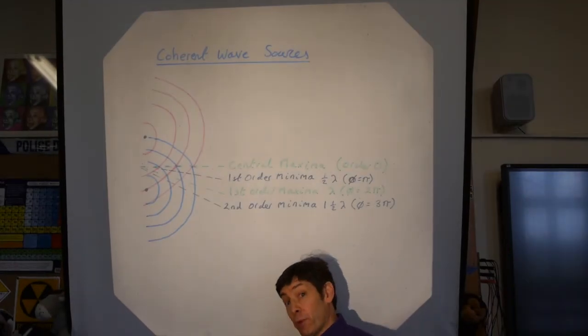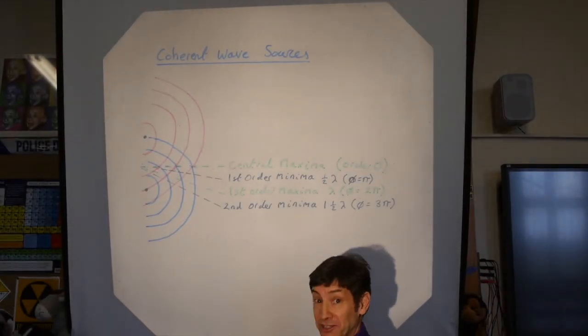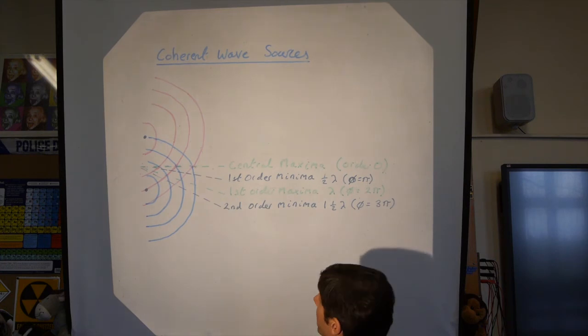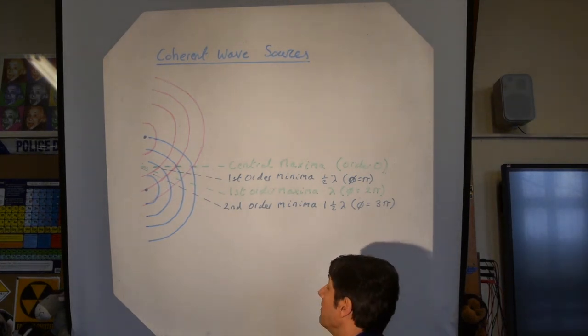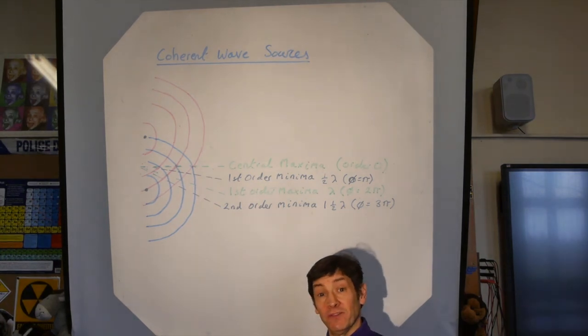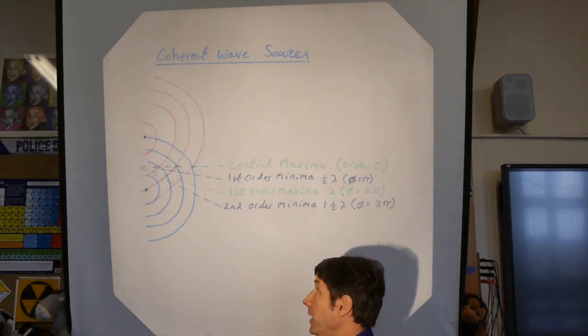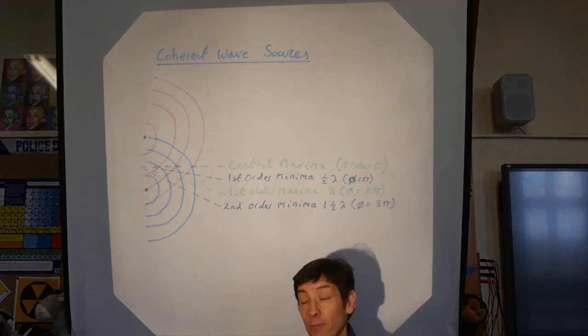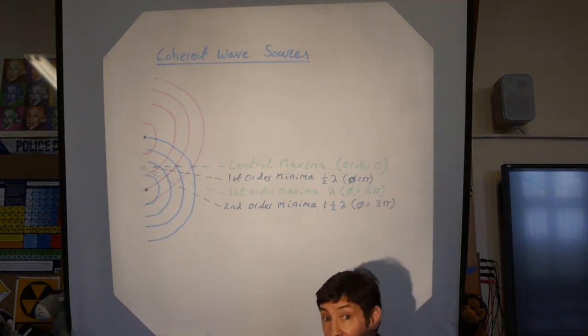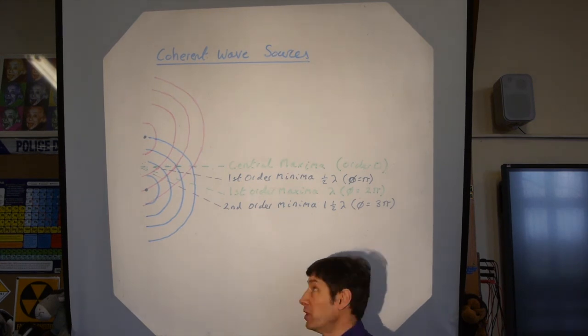Okay, so here's a diagram I prepared earlier because it's an absolute nightmare to draw on clear acetate film. But we need to get a little bit more technical about where we see constructive and destructive interference on a pattern that's produced by two in-phase oscillators. So we've got a stable interference pattern that we saw on the ripple tank.